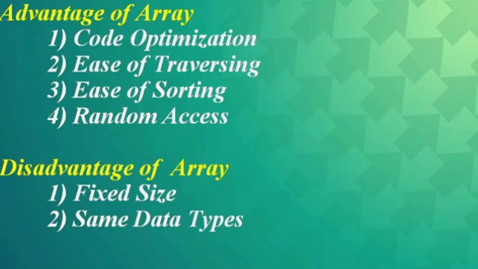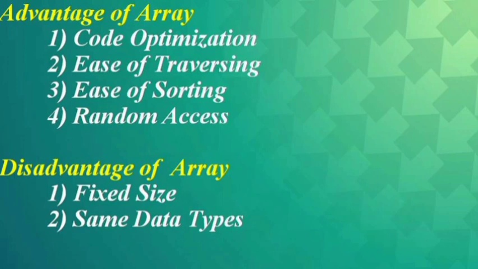Next, the advantages of array in C language. The first advantage is code optimization, that is less code is required to access the data. This is one of the advantages of using array. The next advantage is ease of traversing. By using the for loop, we can retrieve the elements of an array easily. Another advantage is ease of sorting. To sort the elements of the array, we need a few lines of code only. The fourth advantage is random access. We can access any element randomly using array.